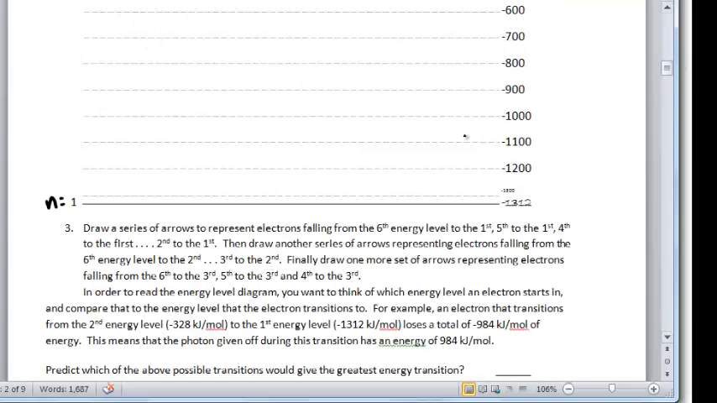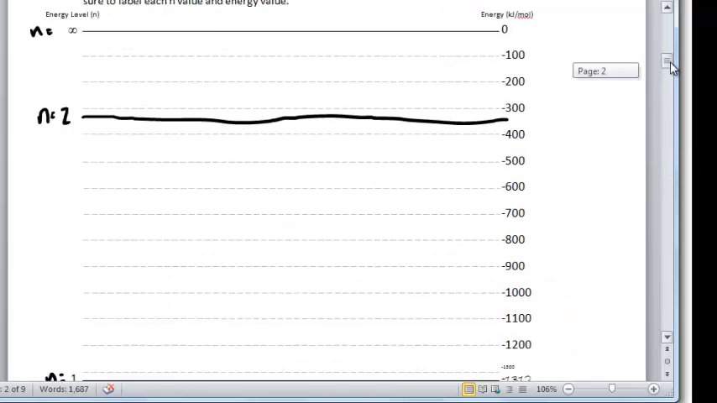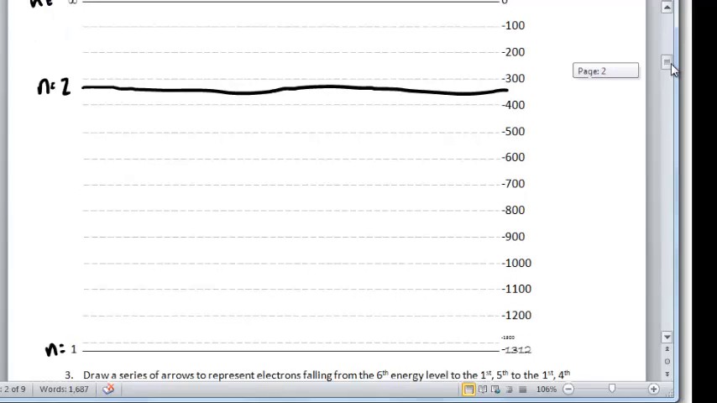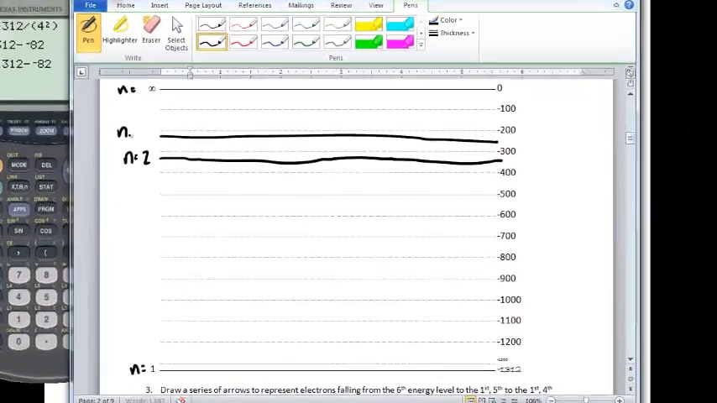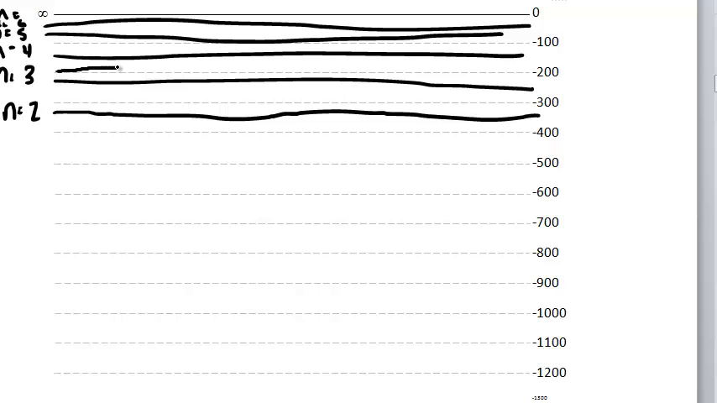Okay. Part 3 here says draw a series of arrows to represent the electrons falling from the 6th energy level to the 1st, to the 5th, etc. So these electrons are going to have to be able to fall from one energy level to another energy level. So let's just say, for instance, I'm just going to draw these in here. This is not right. And I don't think I have a 3, so I'm going to draw in a 3. I might have too many.